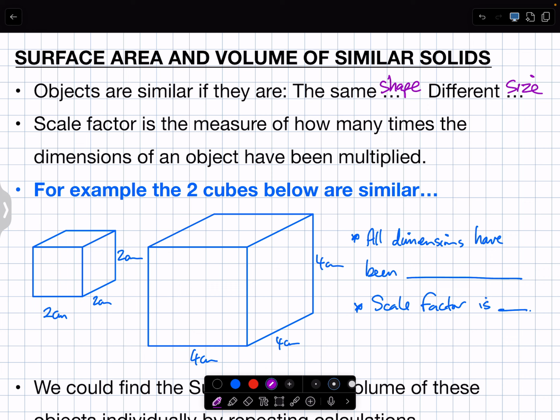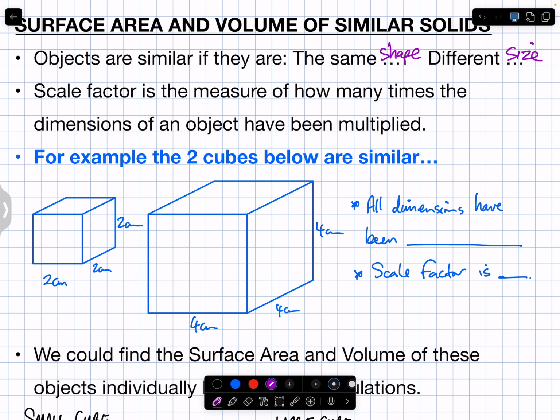Scale factor is the measure of how many times the dimension of an object has been multiplied. For example, the two cubes below are similar to each other. What do you notice has happened to all the dimensions? One's 2 by 2 by 2, the other's 4 by 4 by 4. What did I do? Times by 2. So the scale factor is 2.